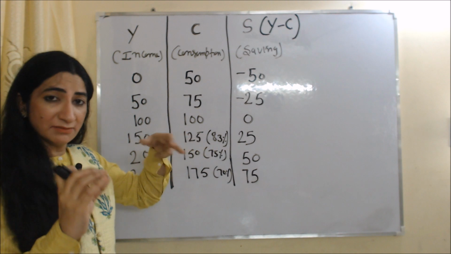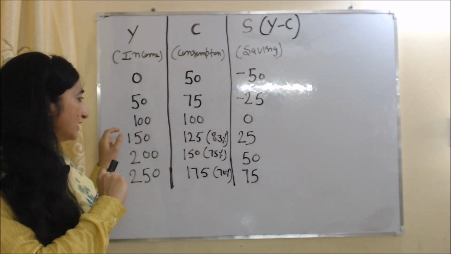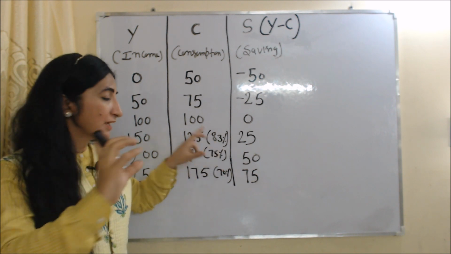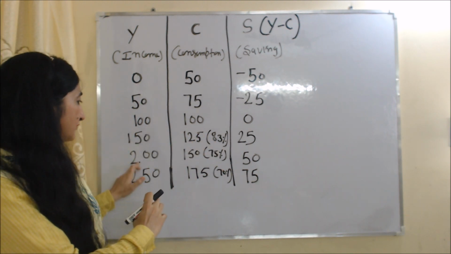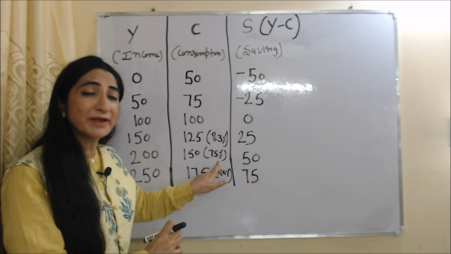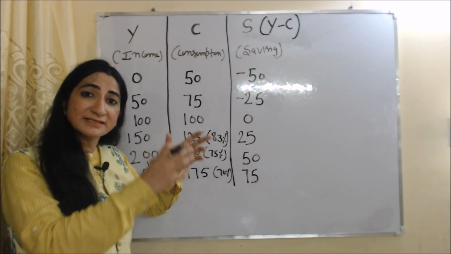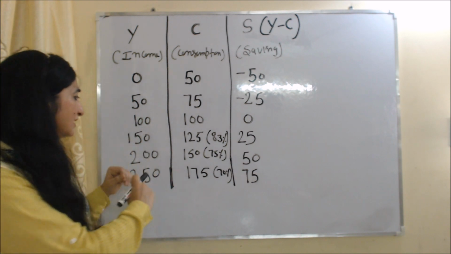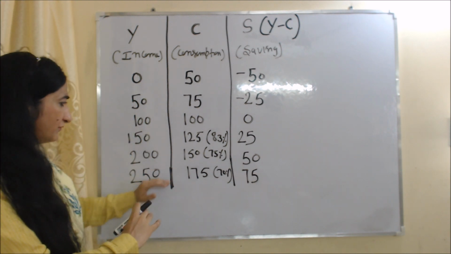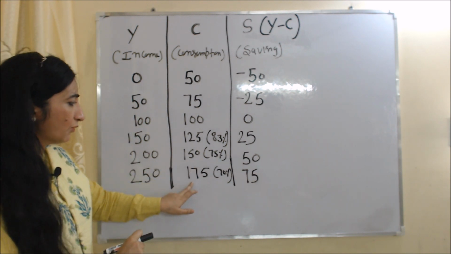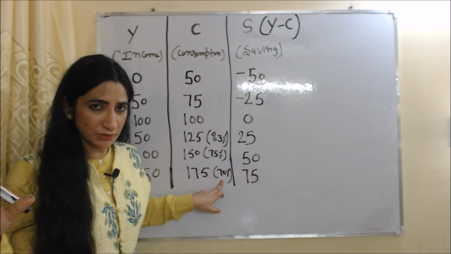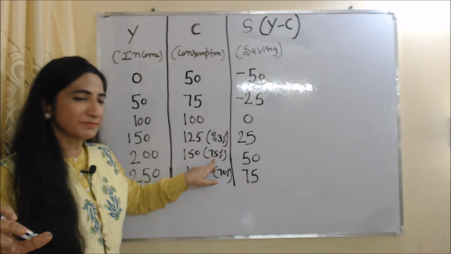Earlier, he was spending more. When income was low, at 150, he was spending 83% of total income. But when income increased from 150 to 200, he is spending 75% of total income. Means as compared to earlier, he is spending a smaller percentage of total income. Again, his income increased from 200 to 250, and his consumption also increased from 150 to 175. In this case, he is spending 70% of total income. This is less as compared to earlier.